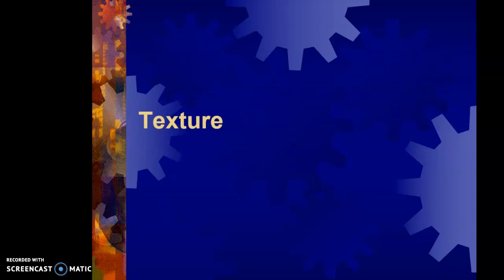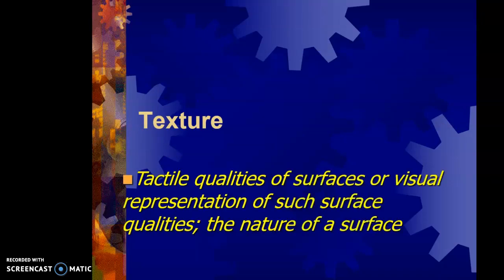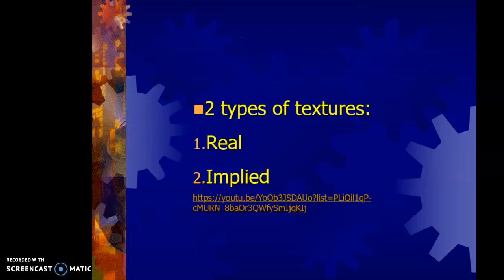Then we have texture. Texture is a tactile quality of surfaces or visual representation of such surface qualities. It is the nature of a surface. Now, there are two types of texture. There is real and implied. So let's say we have somebody in our class who has kinky curly hair. If we were to go up and touch it, that's real texture. But if someone was to do a painting of their hair, that's implied texture. It's not really there. We can't go up and feel the curls, but it is implying the way that looks. Again, take another look at that video link there on texture.